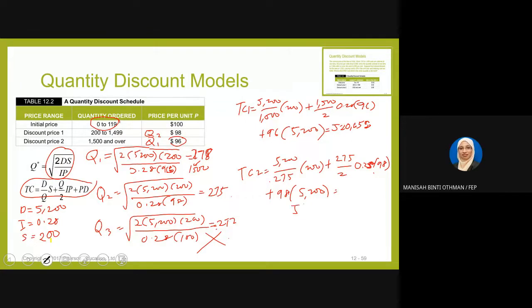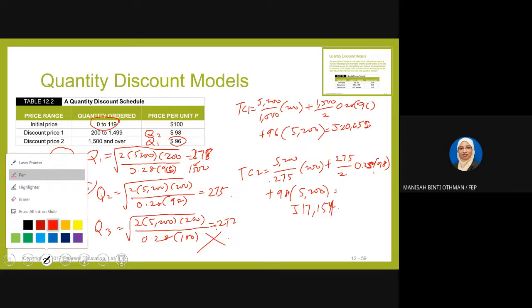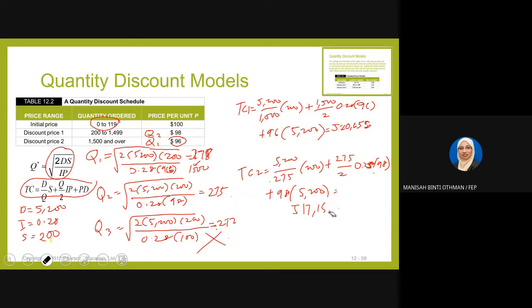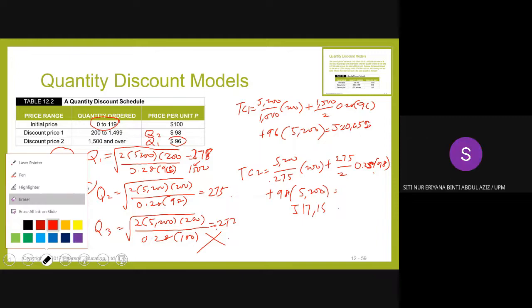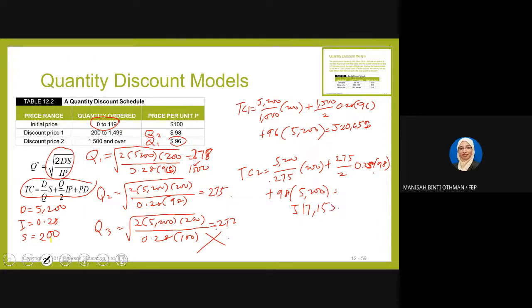Okay, 517,154. Okay, so it is 0.82 but we want to round off, so it becomes 517,155. If we round off, it is 155, right? Alright. One five five. Right, 517,155.